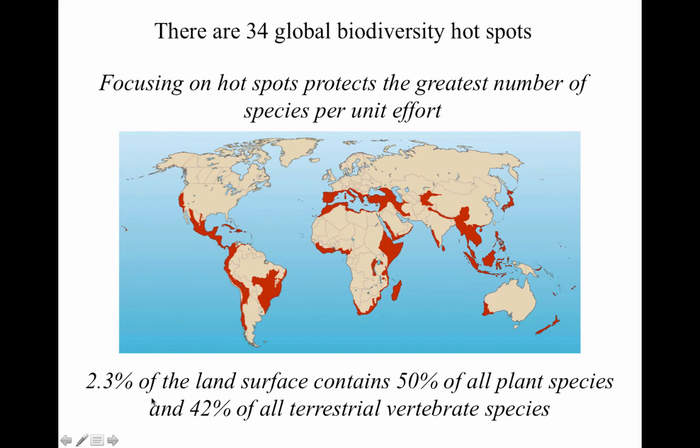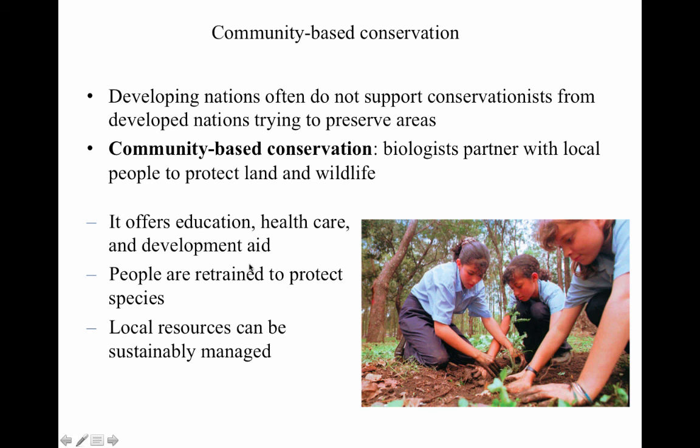The stat here is that 2.3% of the land surface contains 50% of plant species and 42% of vertebrate species, at least the terrestrial ones. Especially areas near the equator tend to have more biodiversity. And what they're saying is that 50% of plants are only found on 2.3% of the Earth's surface, and 42% of vertebrate animals.